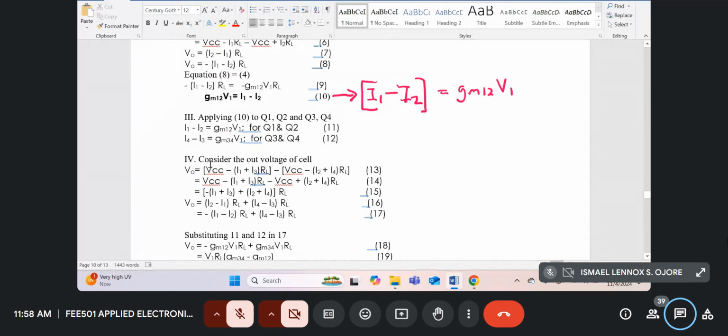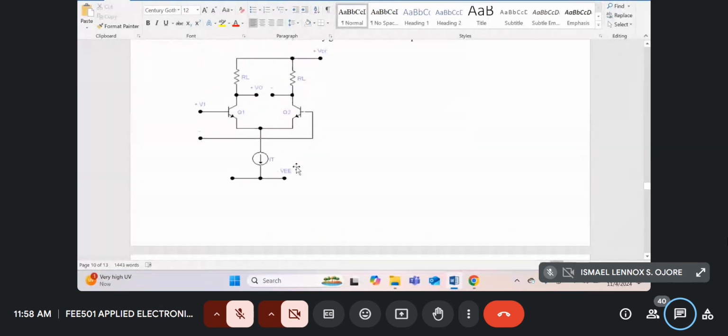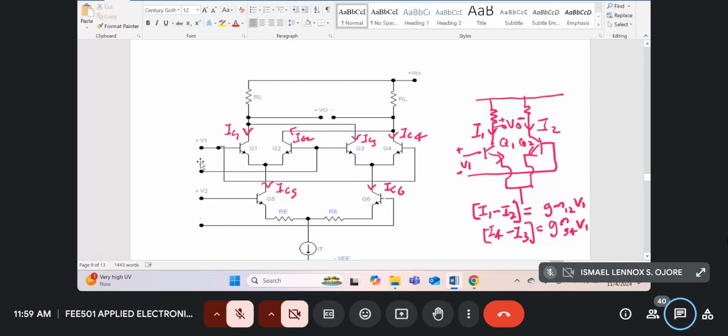Now let's consider the output voltage of the cell. So the output voltage of the cell is V0 here. Now V0, these are positive, these are negative. It is the drop across this RL to the left minus the drop from VCC across RL to the right.